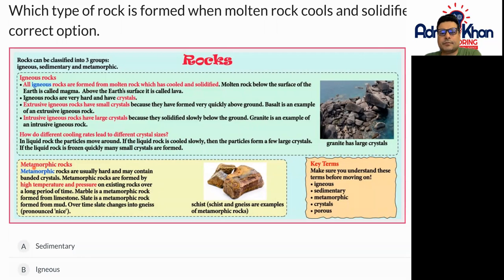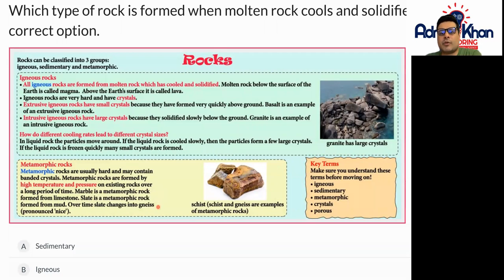Metamorphic rocks. Metamorphic rocks are usually hard and may contain banded crystals. Metamorphic rocks are formed by high temperature and pressure on existing rocks over a long period of time. Marble is a metamorphic rock formed from limestone.